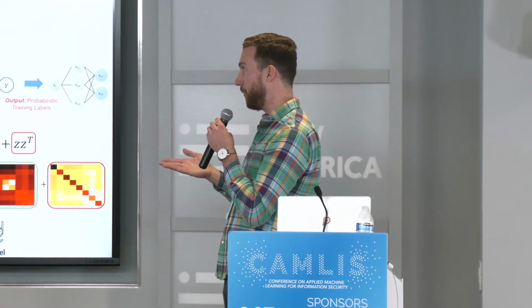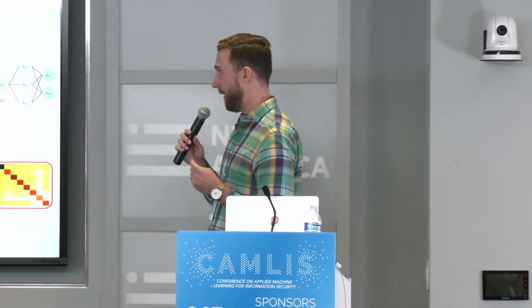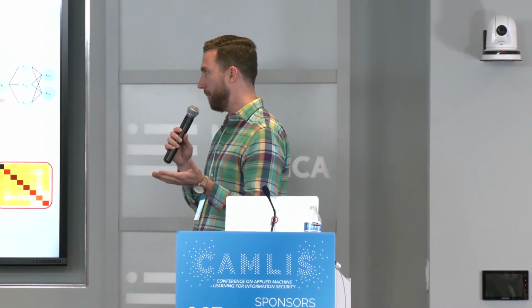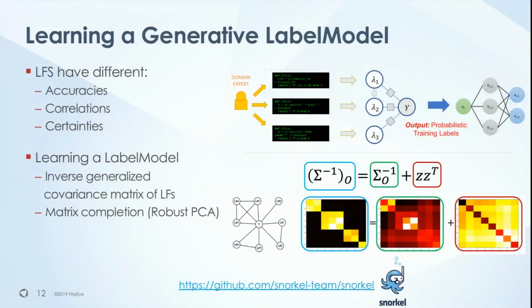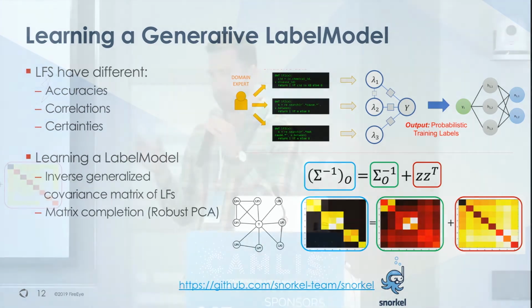And so we can model this in a generative way, and this is how Snorkel is built. Snorkel is a nice open source machine learning package that I highly recommend you check out. They solve this problem of generating probabilistic labels using the inverse generalized covariance matrix of these labeling functions. They take that matrix and perform robust PCA on it, and they're able to decompose the signal from the noise. Basically, this generates probabilistic labels, or a distribution of labels, for each of the strings from your model. They recently published a paper that you should check out if you want more details on that.